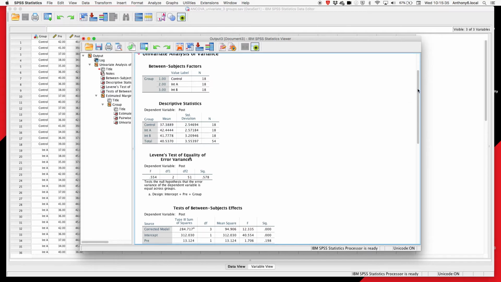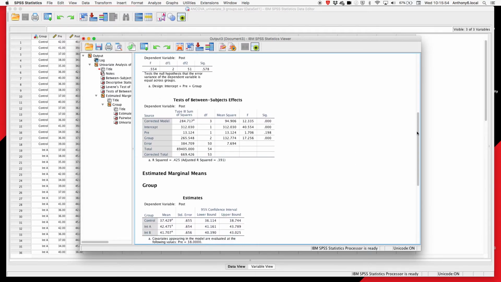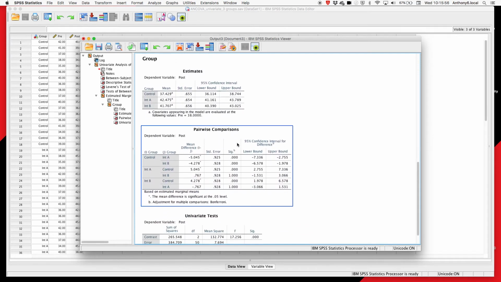So here's our output. Here we have equal variance across groups, as the value is greater than 0.05. And when we look down here, we do see that there is a significant difference across groups. Of course, there were three, so we have to look at our post hoc analysis to reveal where that difference is.